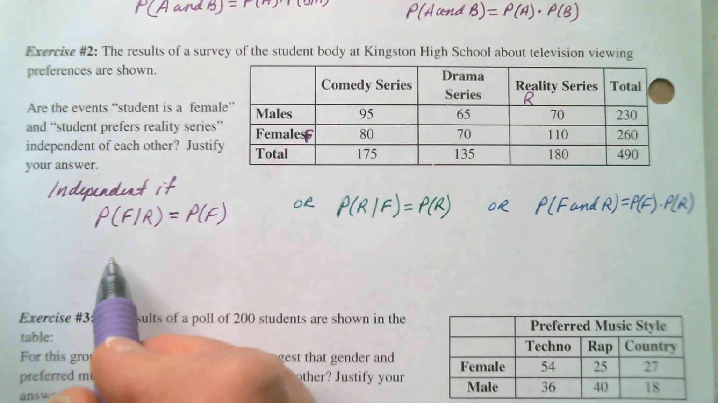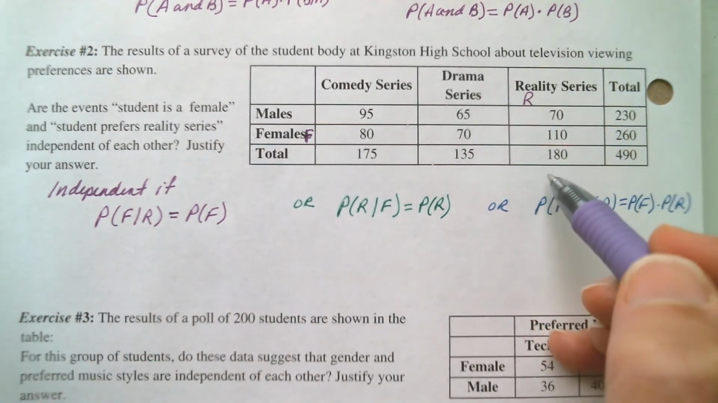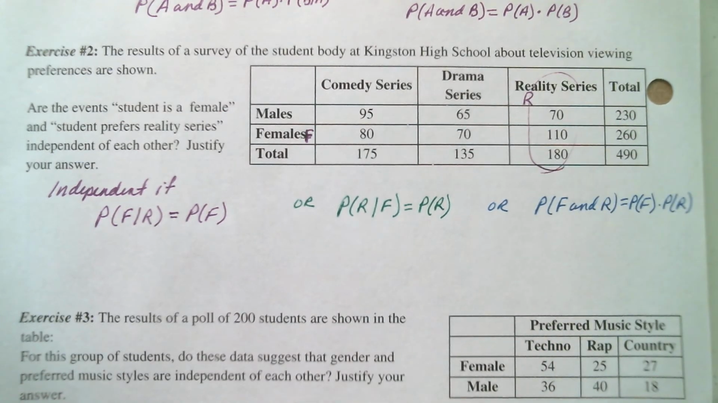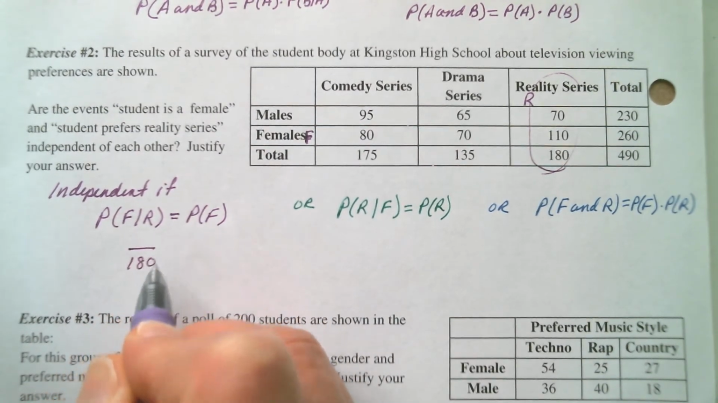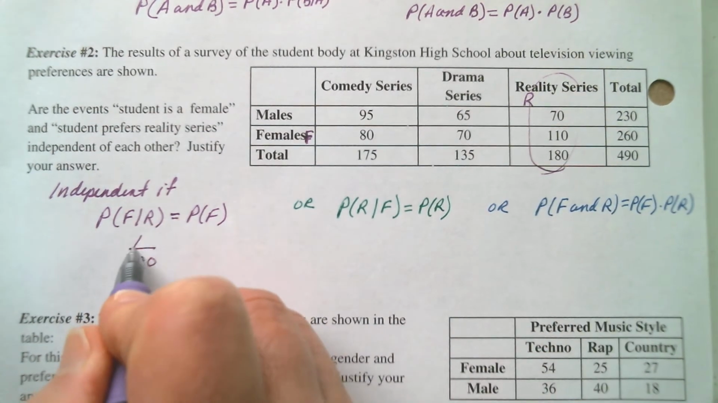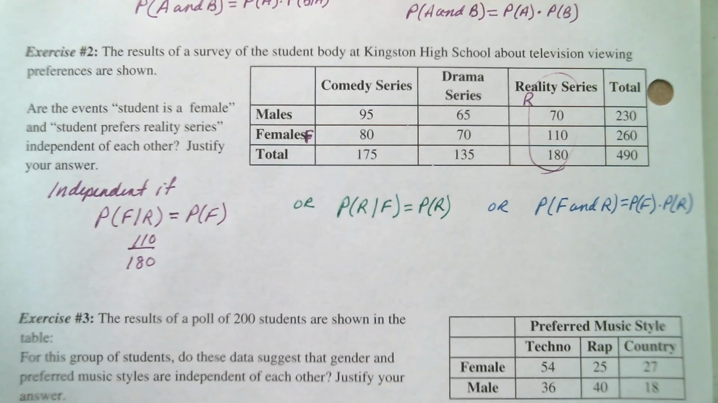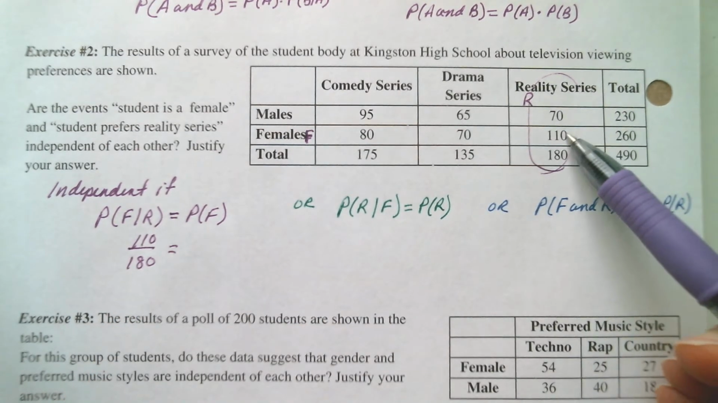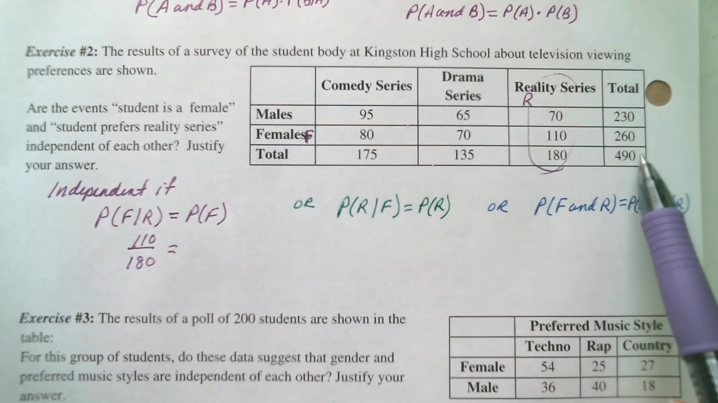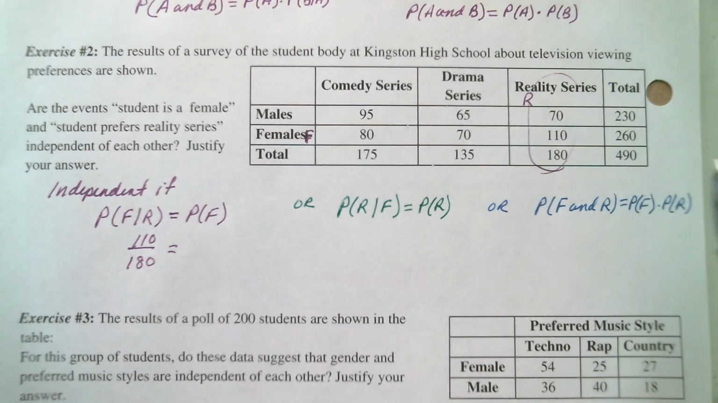So probability of female given reality. So we're given reality, so we're looking at this here. And the total is 180. So 180 is our denominator. And of those 180, 110 are female. So the question is the probability of female given reality, which is 110 over 180, equal to the probability of female? Now for female, the total is 260 over the total number of students surveyed, 490.